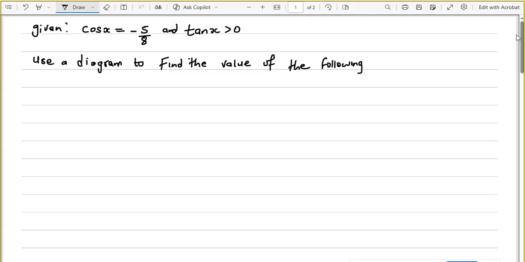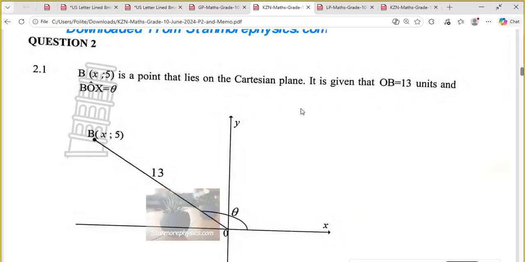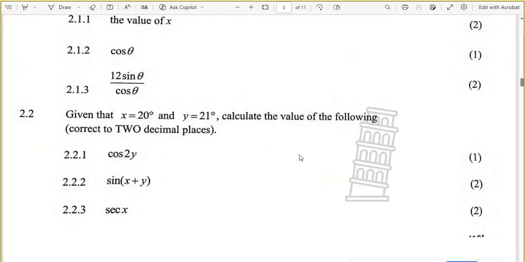Right, the value of the following. You are only allowed to use the calculator from, okay, it's fine. We'll do that part. Let me just do number 1, which is the tan x. We need to find the tan x, and number 2, we need to find 8 sine x plus 5 tan x.